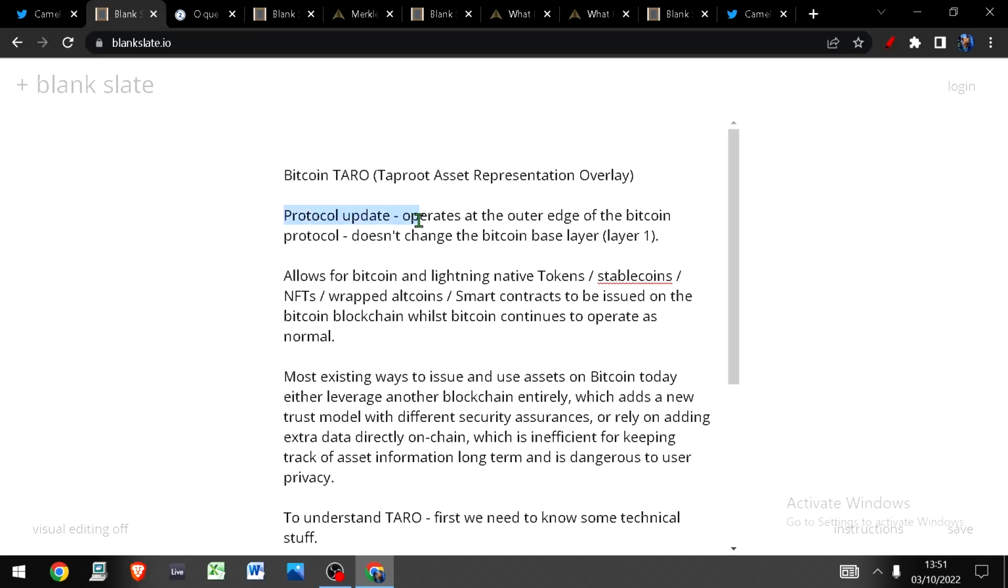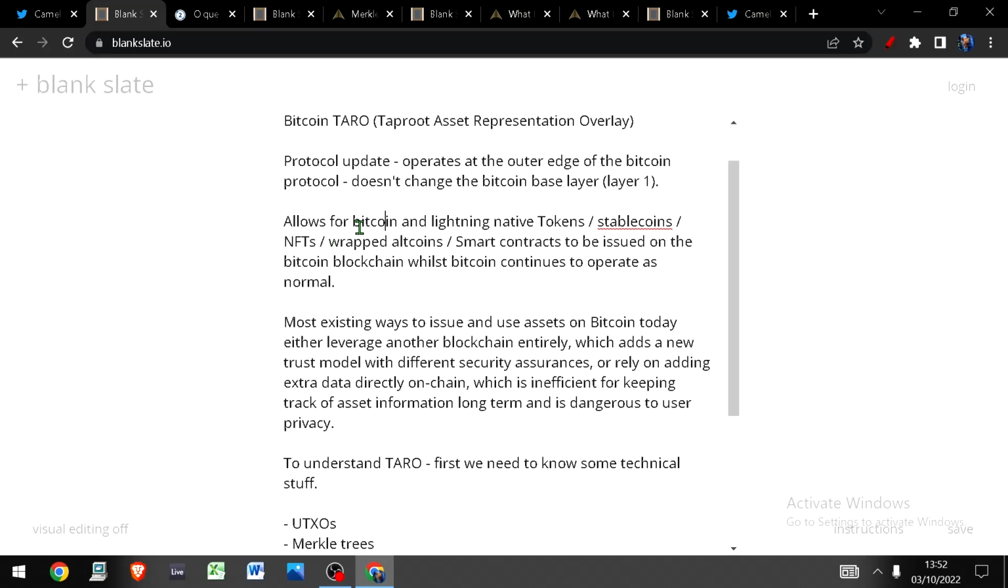Protocol update. This is what Taro is, a protocol update, and it operates at the outer edge of the Bitcoin protocol. So Taro doesn't actually change the Bitcoin base layer, it's built on top of the base layer. And the interesting thing about Taro is it operates right at the ends. So most of the nodes don't even have a reason to know about Taro. There's no need or reason to change the Bitcoin base layer for this to operate. And if you don't want to use Taro, you don't have to, you can just continue to use the Bitcoin base layer as you already do.